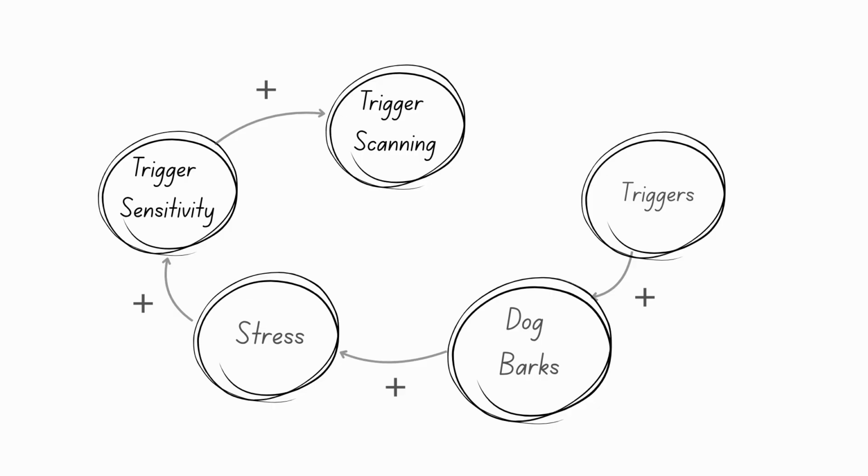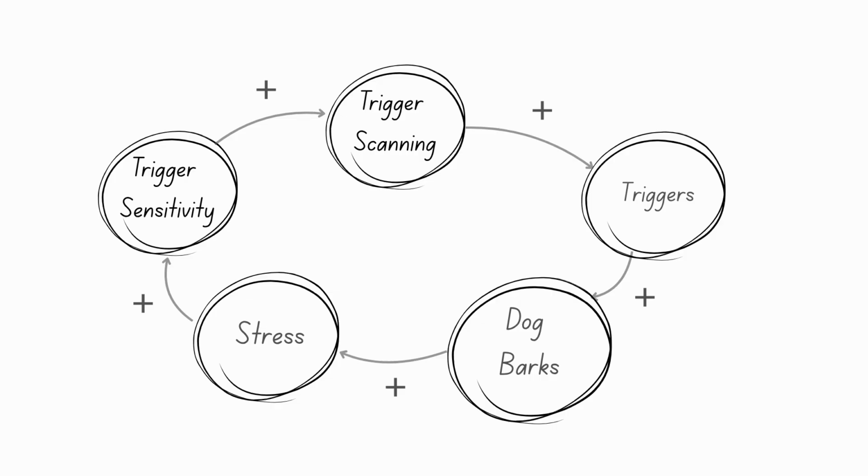And here's the kicker. When a dog is scanning for more triggers, they notice more of them. Even things that they might have ignored before become threats. So draw one more arrow from trigger scanning back to triggers, the plus sign. Now look at what we have here. Do you see it? We've created a complete loop. It flows in a circle.